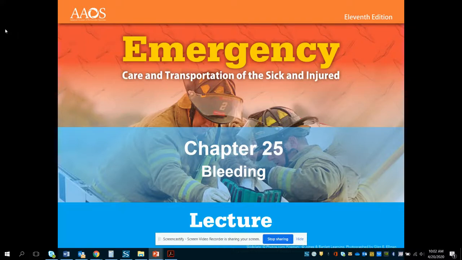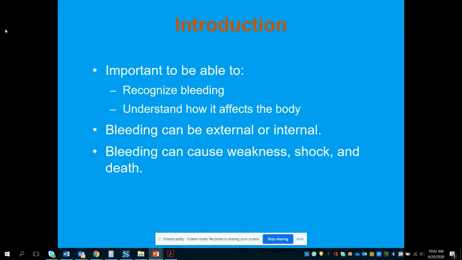Right, so let's look at chapter 25, which is bleeding. A lot of this information in the very beginning is going to be things that we have heard before as far as the components of blood. And then we're going to talk about the different types of bleeding: capillary, venous, and arterial. And then we'll talk about some treatments. I've also included a video of me performing these skills with direct pressure, pressure dressing, and tourniquet application as well.